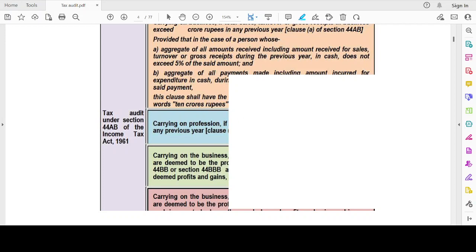Not sure why it says. Just give me a minute.